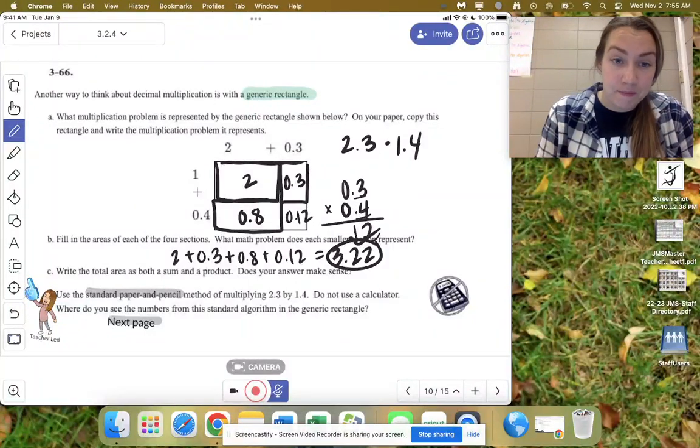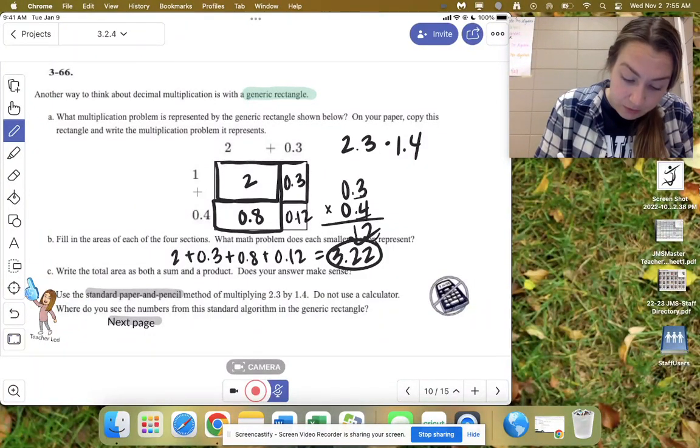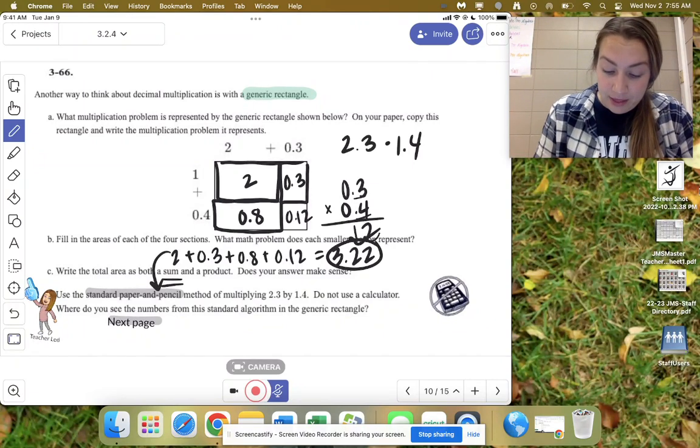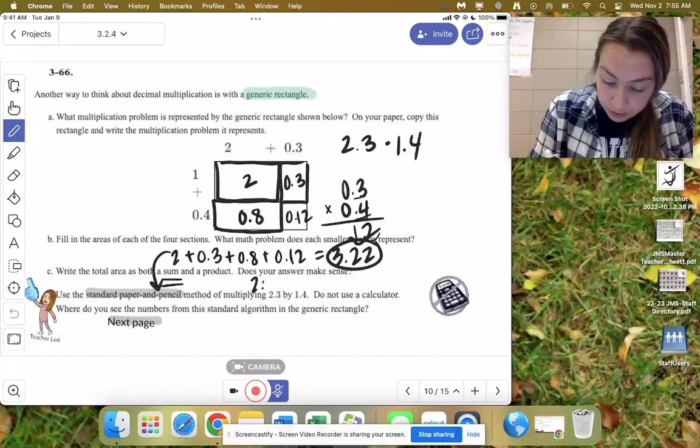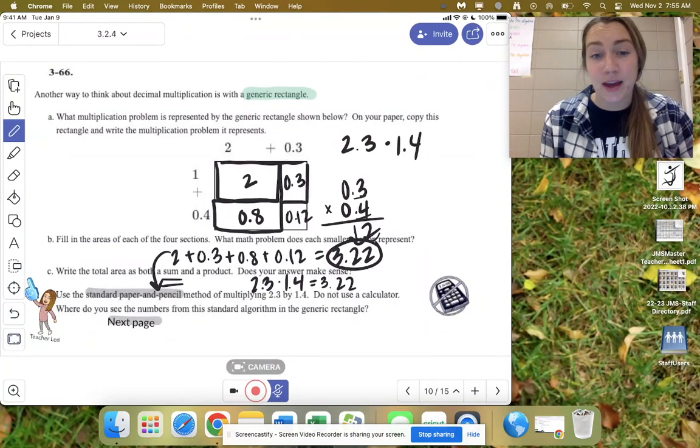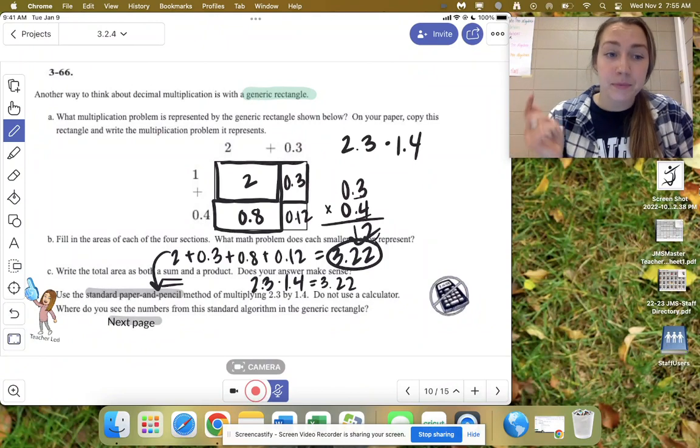So as a sum would be this right here. It says write the total area as a sum. That's this because a sum is adding things together. And then as a product, we would just write 2.3 times 1.4 equals 3.22. It's the same thing, but it's just writing it 2 different ways.